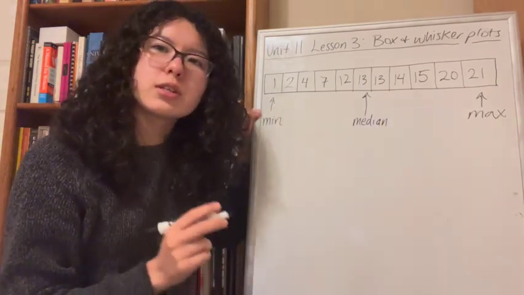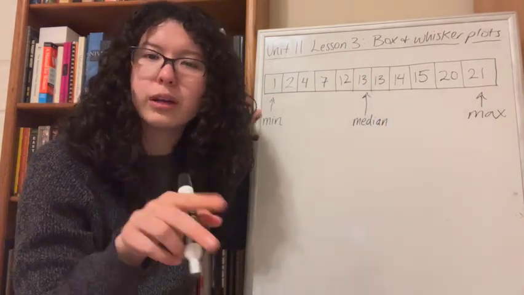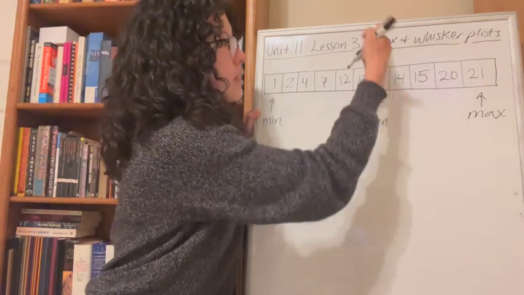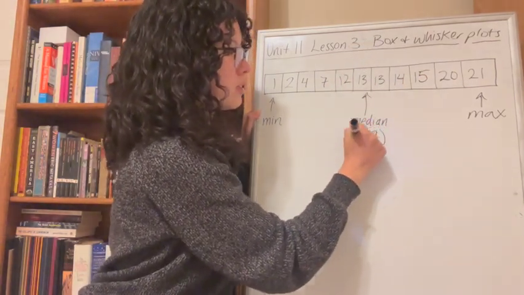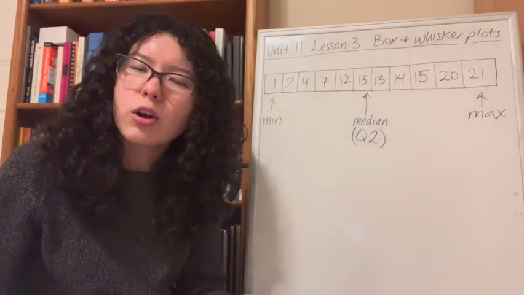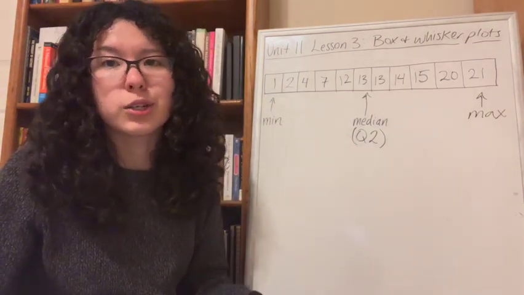We also refer to the median as quartile 2, right? Because if we were splitting this into quarters, this would be the halfway mark. So I'm also going to put Q2 in parentheses here. More often you'll hear it called the median, but sometimes they'll call it quartile 2.